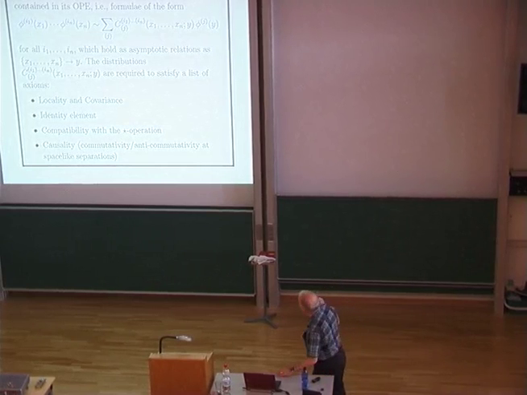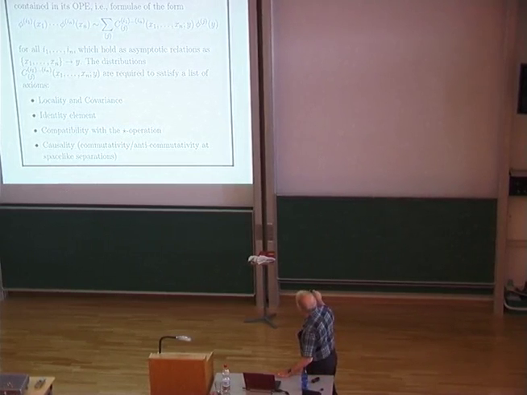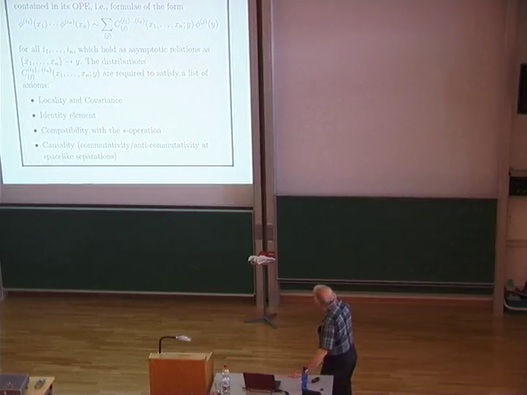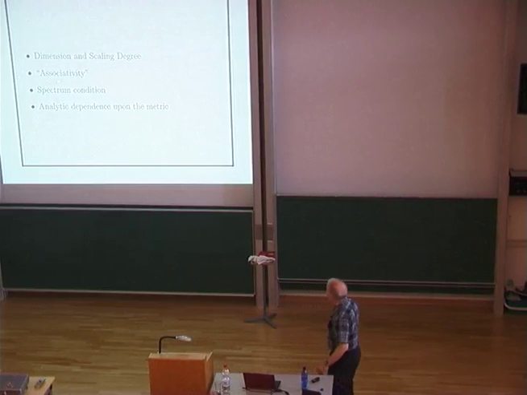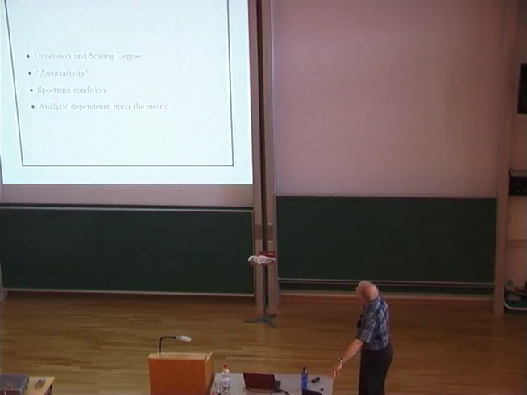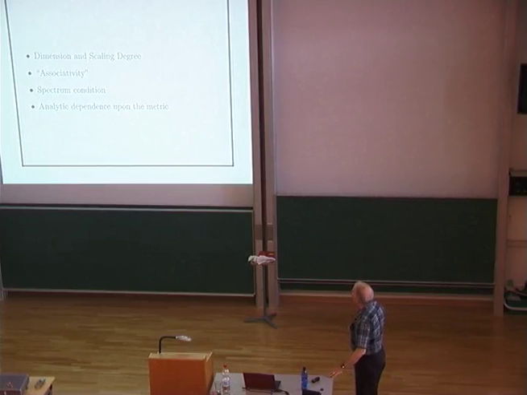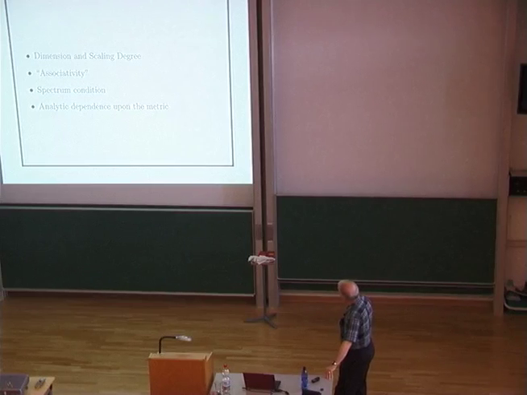This is the first 4 of the conditions. This has already basically been defined, and we want that to hold for these distributions. There are simple conditions involving the identity element and compatibility of the star operation. There are obvious causality conditions. I will explain a little bit about this dimension and scaling degree, because that will be needed to explain how this gives rise possibly to relations in the algebra. There are spectrum conditions and so on.